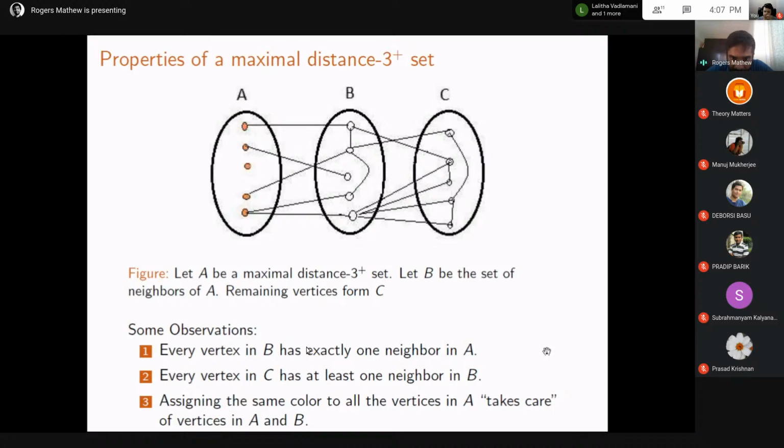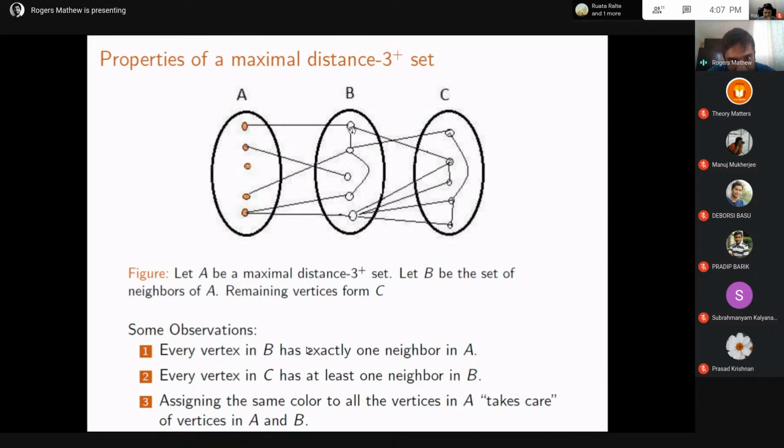And the third observation is that assigning the same color, which is red here, to all the vertices in A takes care of the vertices in A and B. By takes care, I mean, now I have given red color to all the vertices in A. Now let's look at a red vertex. Is it CFCN colored, or conflict-free closed neighborhood colored? If you look at this red vertex, in its closed neighborhood it is the only vertex which has red color. In fact, the other vertices are uncolored right now. It is the only vertex in its closed neighborhood that is red in color. That is true with every vertex in A.